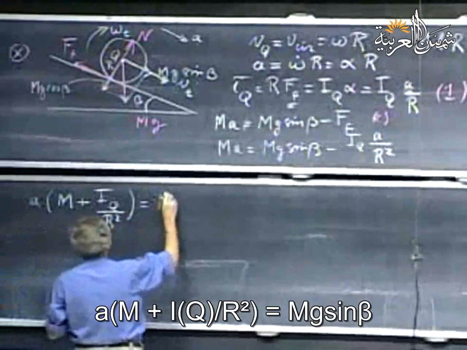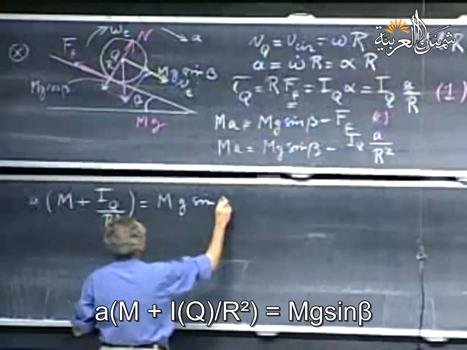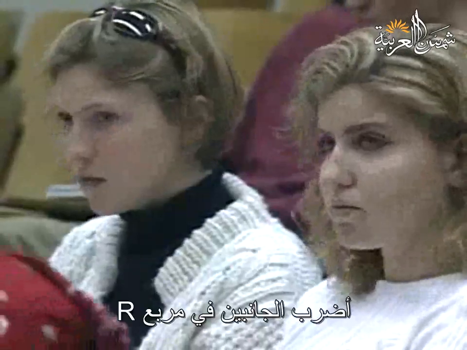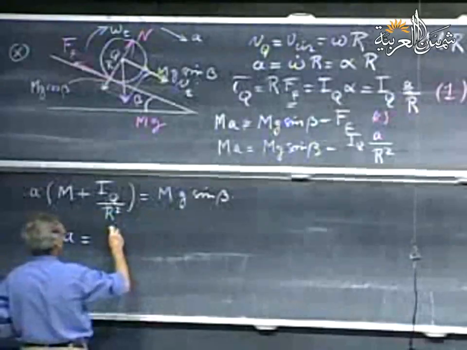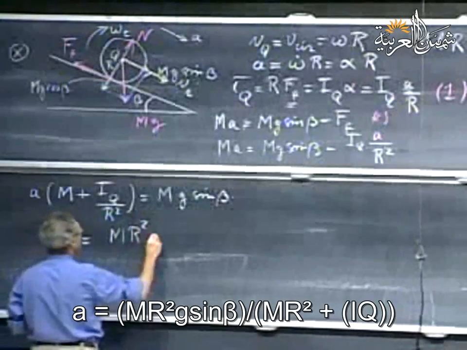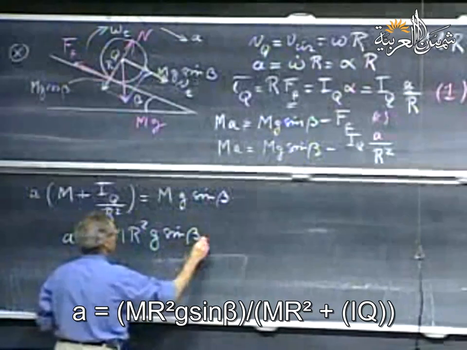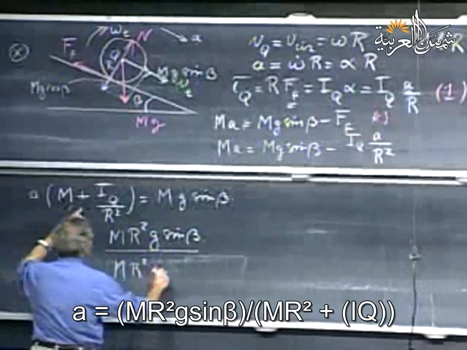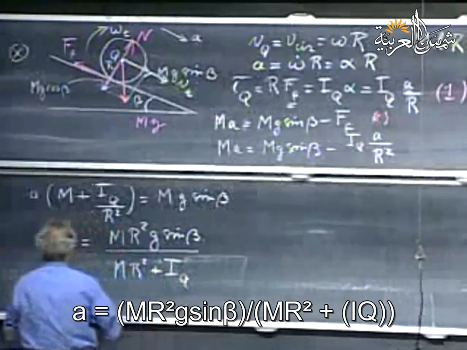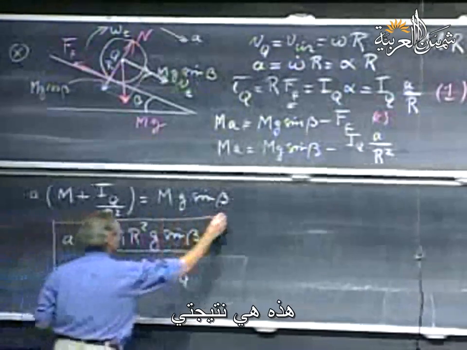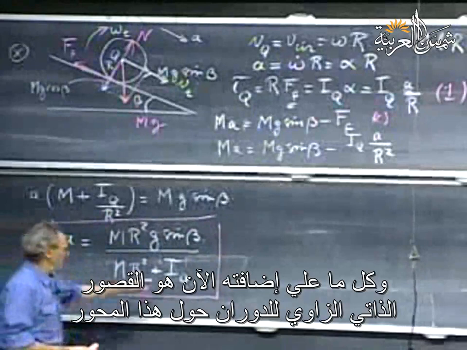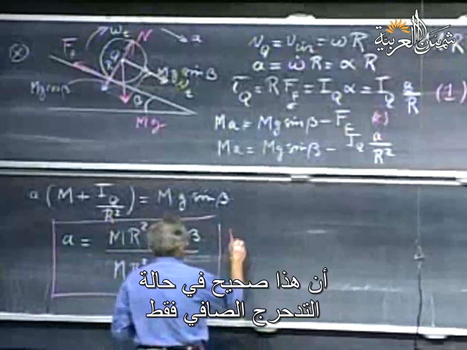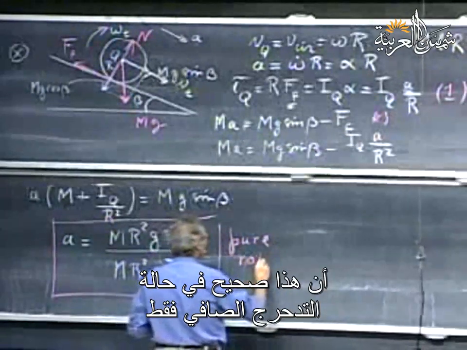equals mg sine beta. And a now we have, I multiply both sides with r squared. I get m r squared g sine beta upstairs, and downstairs I get mr squared plus the moment of inertia about that point q. And this is my result, and all I have to put in now is the moment of inertia of rotation about that axis. I want to remind you, though, that it is only true if we have a situation of pure roll.